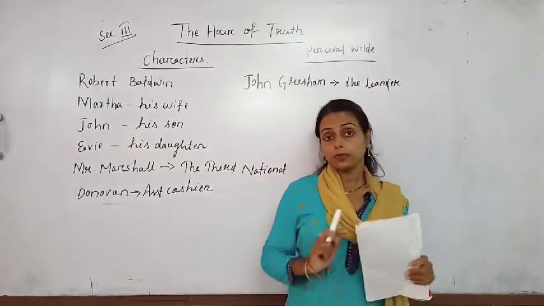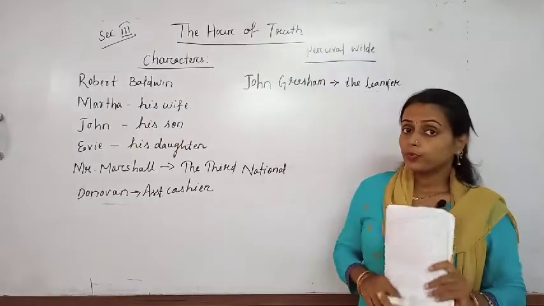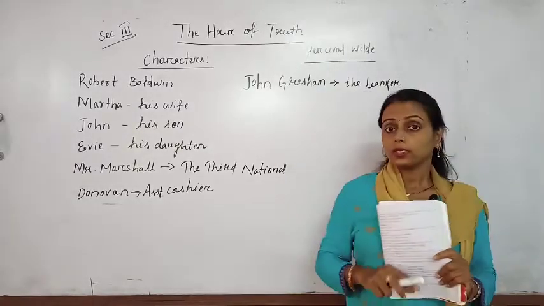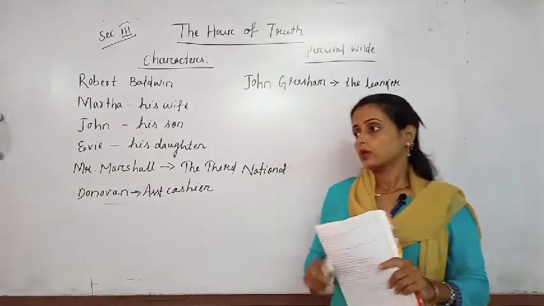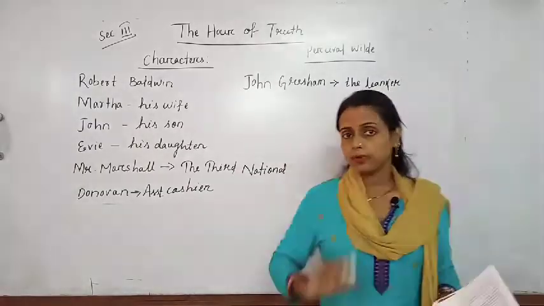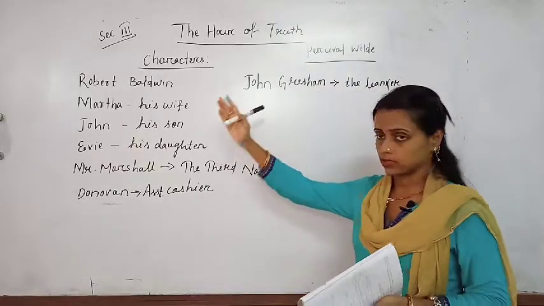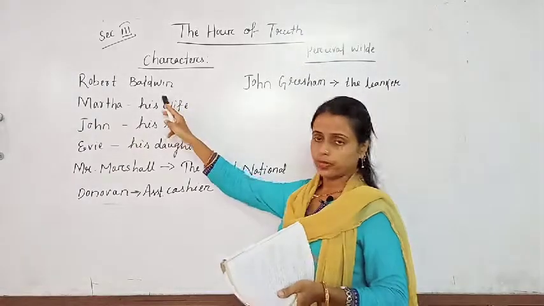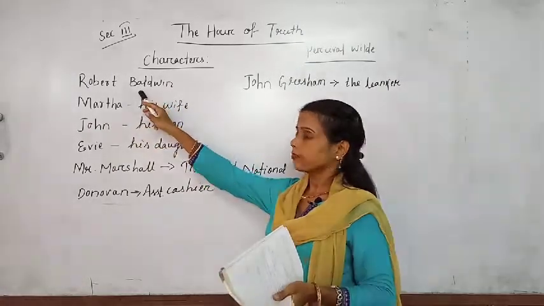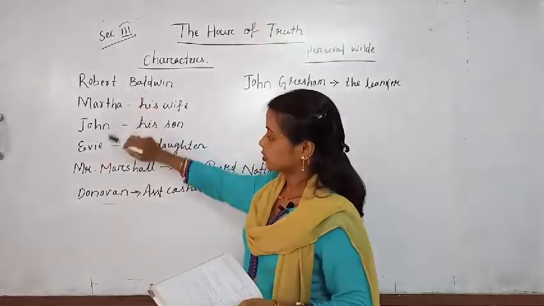In the previous class we read sections 1 and 2. But before starting section 3, let us focus on the theme of sections 1 and 2. This is a one act play, and as I told you in the previous class, these are the characters. Some new characters' names I have also mentioned: Sir Robert Baldwin, Martha, wife of Robert Baldwin, John, his son, Evie, his daughter.